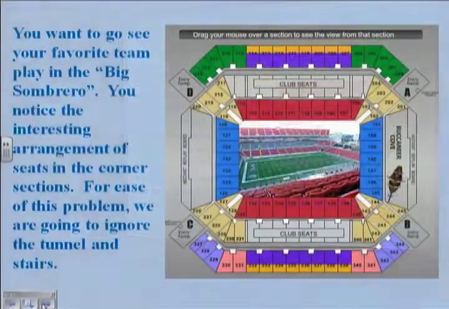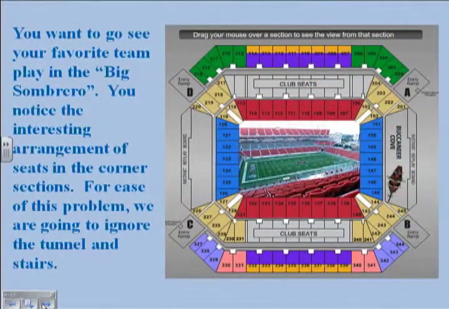Okay, this looked like a fun problem to do. So, you want to go see your favorite team. Now, we all know mine is the Steelers, so they're playing in the Big Sombrero down in Tampa Bay. I'm looking at the seat arrangement. I hope they don't mind that I stole it from their website. They've got a beautiful stadium. You notice these interesting arrangements in the corners, with wedges going up through there.